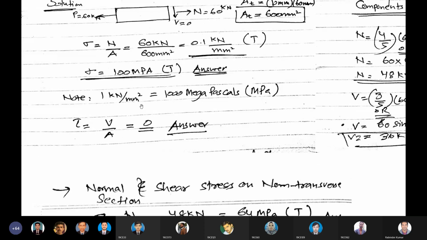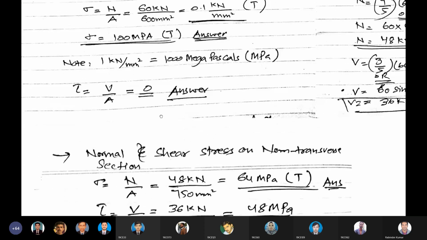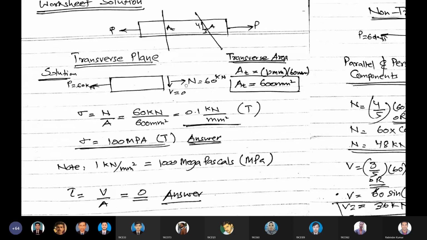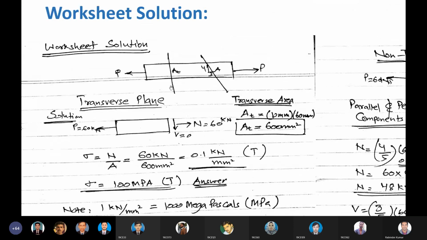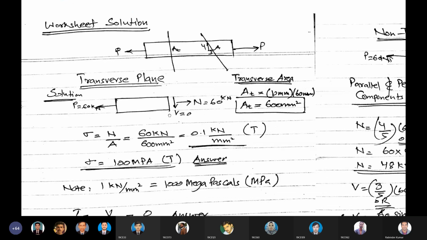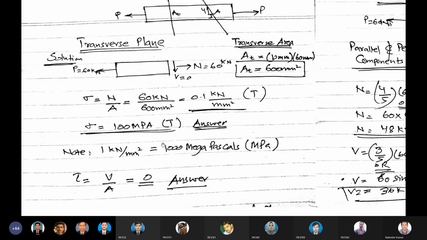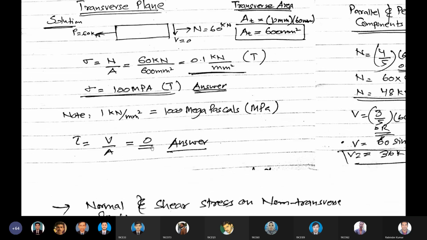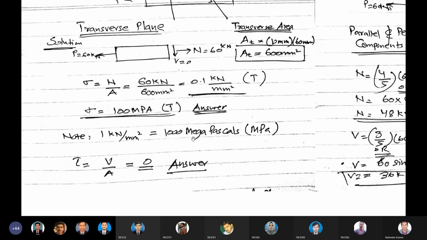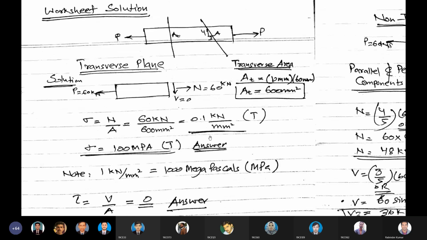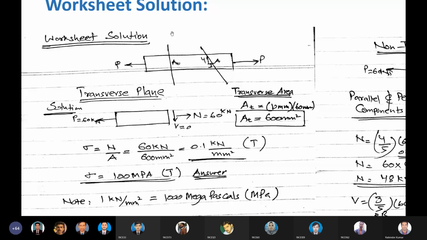And the calculations, the unit conversion I have also shown. For shear stress, we can see there is no vertical force acting on this object. So since there is no vertical force, obviously this force value will be 0. So that is why shear stress is 0. This is the simple question. Okay, now this calculation is along the transverse plane, along the cross section.